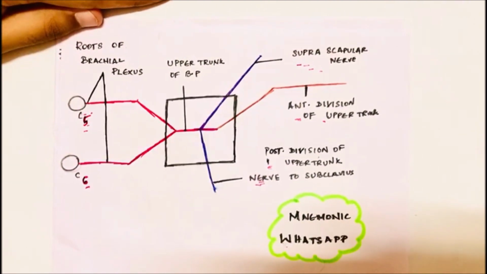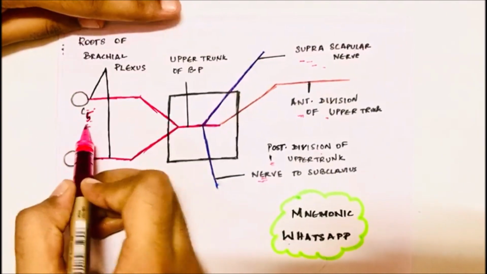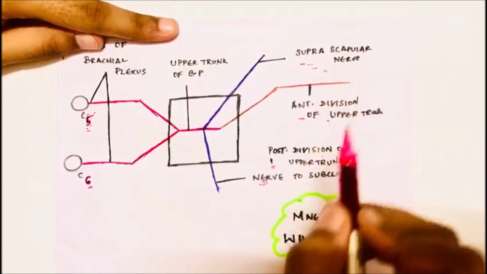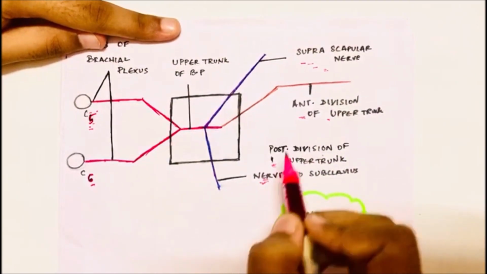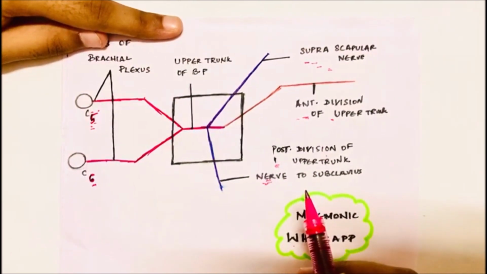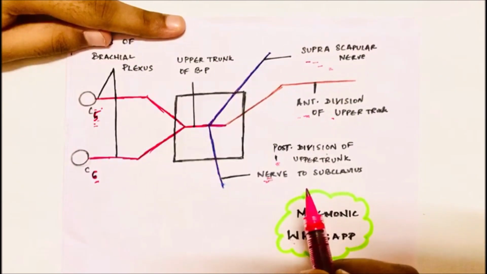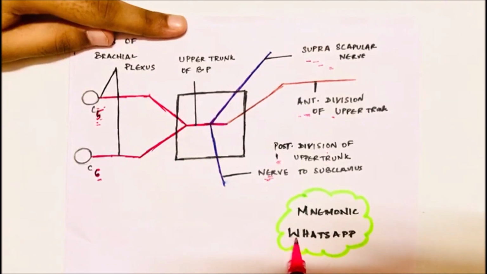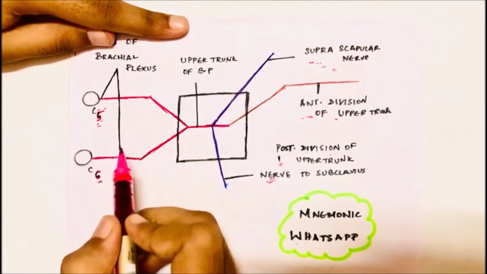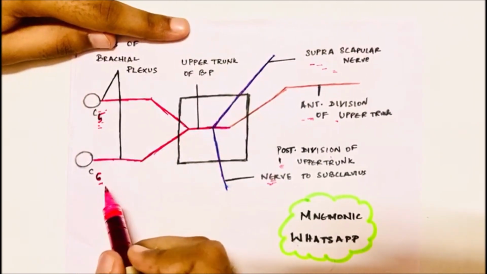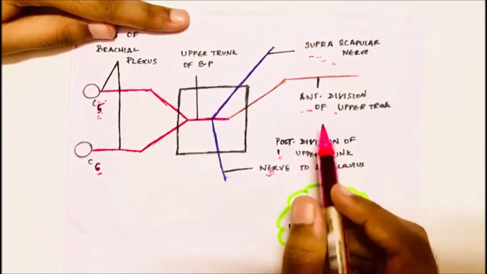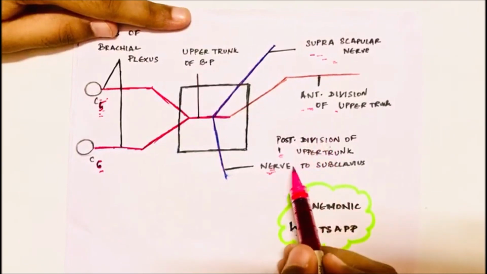The following are ventral division of the fifth cervical nerve and ventral division of the sixth cervical nerve, the suprascapular nerve, nerve to the subclavius, anterior division of the upper trunk, and the posterior division of the upper trunk. In order to remember all these nerves, remember the mnemonic WhatsApp. In the alphabet W, there are two V, where it stands for the ventral division of the fifth cervical nerve and the ventral division of the sixth cervical nerve. The S stands for suprascapular nerve and the nerve to the subclavius. A stands for anterior division of the upper trunk and P stands for posterior division of the upper trunk.